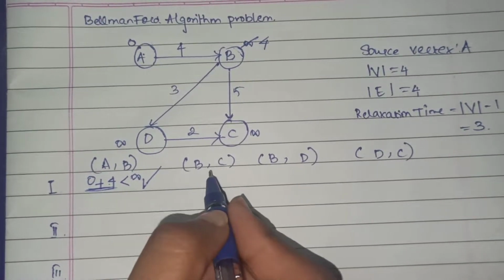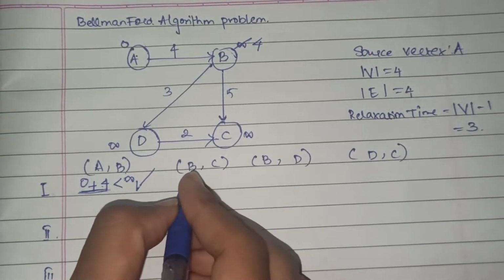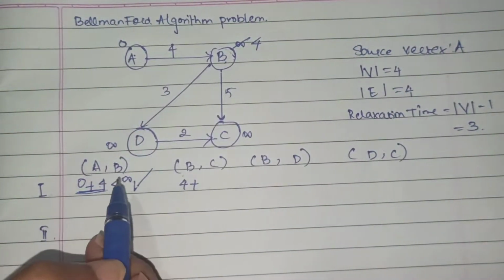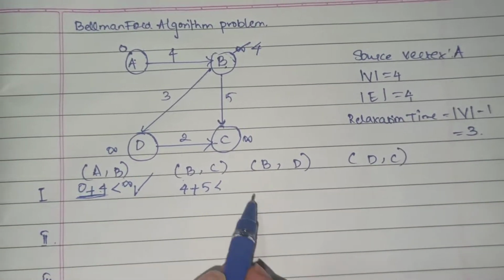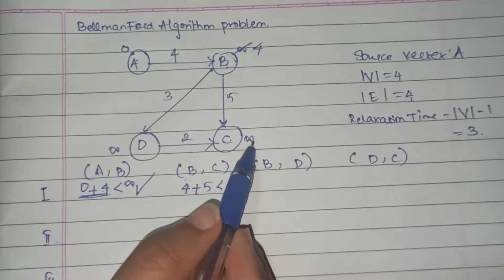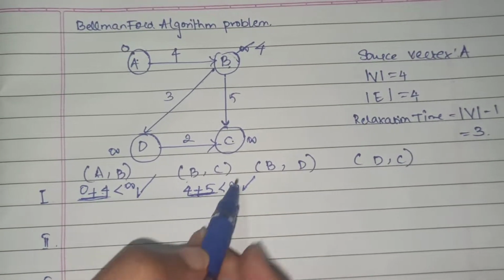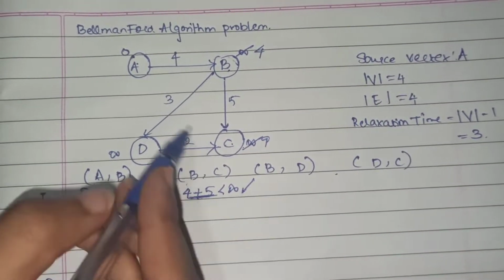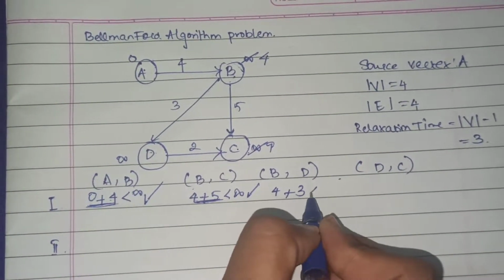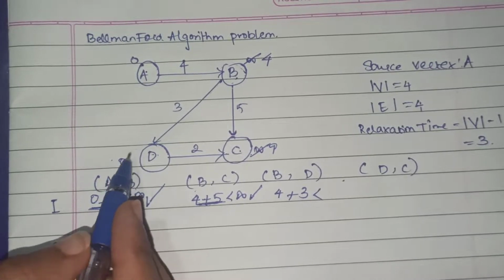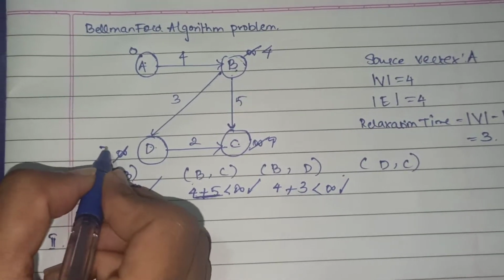Now we'll calculate with respect to B to C. Coming to B to C, again the weight on B, that is 4, plus the distance between B to C, that is 5, should be less than the weight on C that you have initialized, that is infinity. Yes, it's true, so you'll assign this to C, that is 4 plus 5 is 9. Now coming to B to D, again B weight is 4 plus the distance between B to D is 3, should be less than the initialized weight on D, that is infinity. Yes, it's true, that is 7, so you change this to 7.